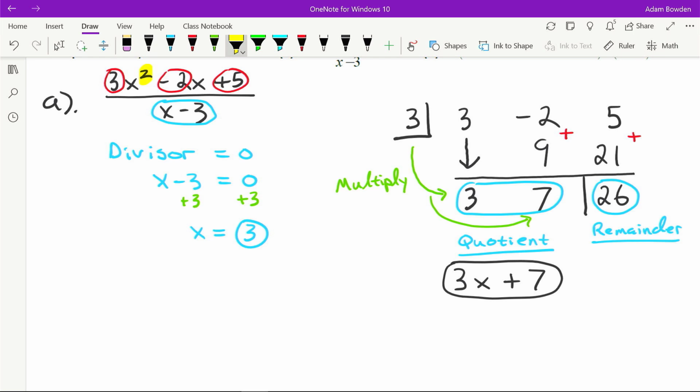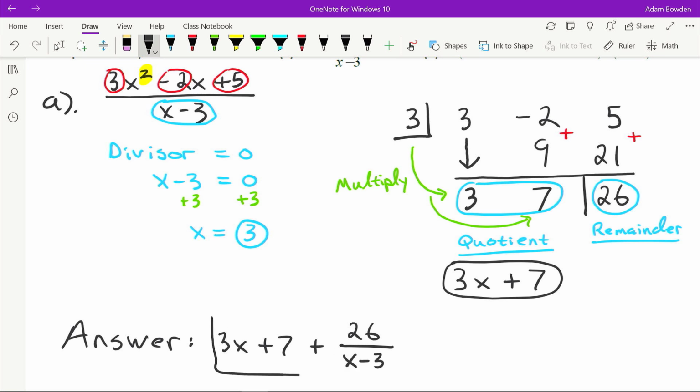Then that means we only have enough numbers to have 3x and then plus 7, because we always go in descending order of powers of x. So we only have enough numbers to have a 3x in our quotient. Now if we have more numbers, we get more powers of x. Like if we had an extra number, we would have a number for x squared, and then more numbers might have higher powers of x from there. So what that tells us is our answer here for the long division of our polynomials goes quotient 3x plus 7 plus the remainder 26 over the divisor x minus 3.